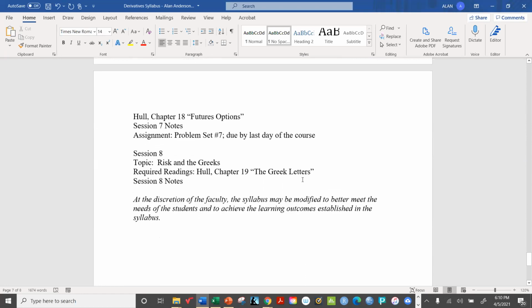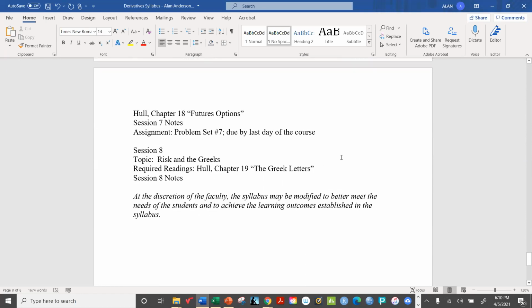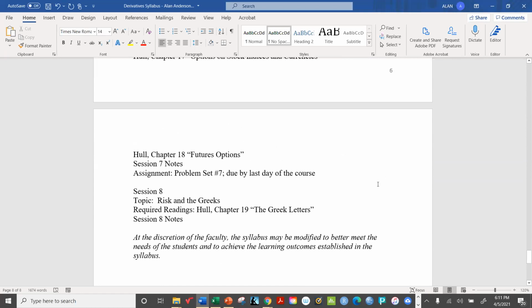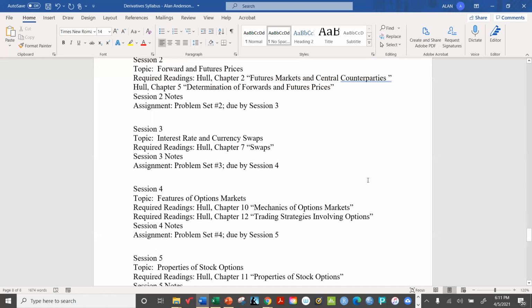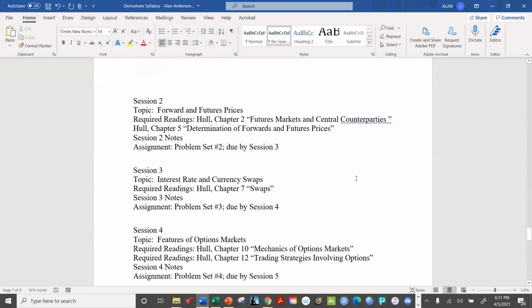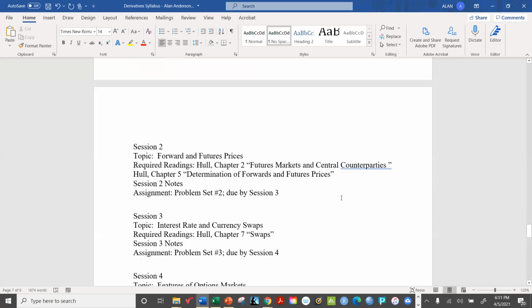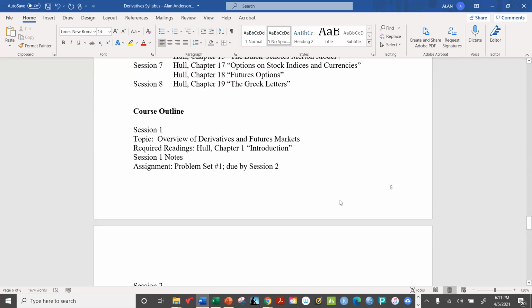So think of this as only an approximate outline. In fact, it says it right here, at the discretion of the faculty, the syllabus may be modified to better meet the needs of the student. So in other words, if we have to spend extra time with one of these advanced topics, that's fine. We'll make up for it the next week. Okay, so it's not quite as rigid as it looks.